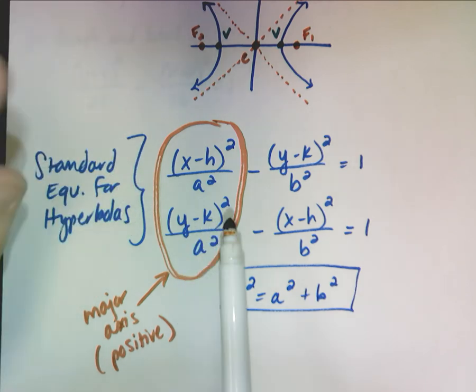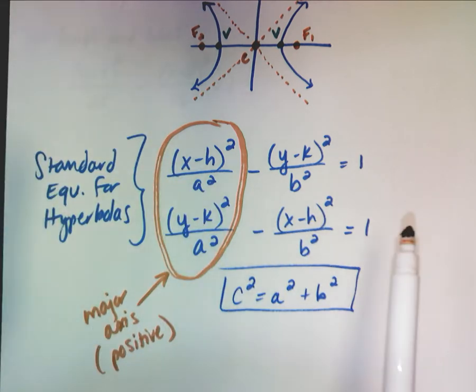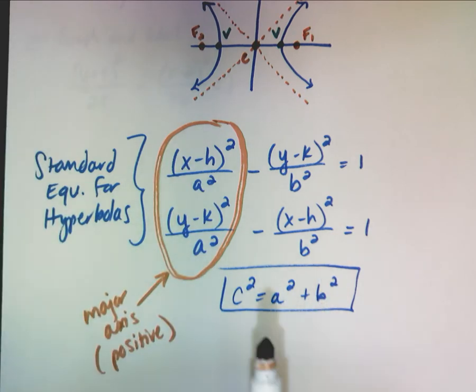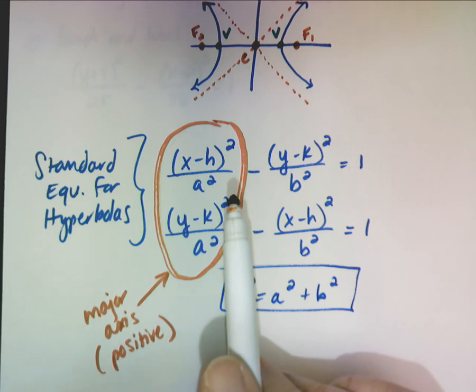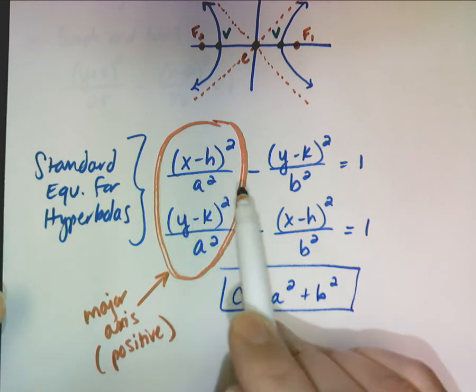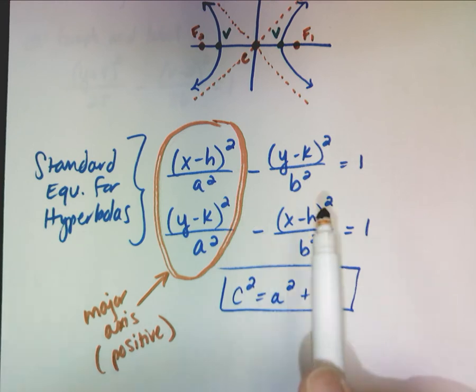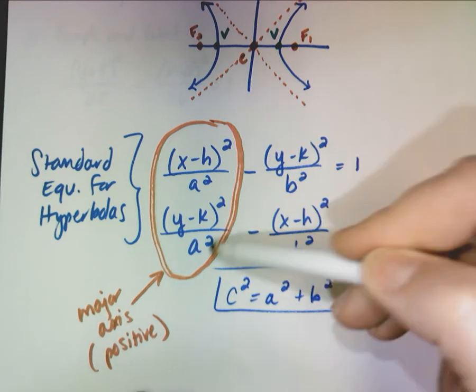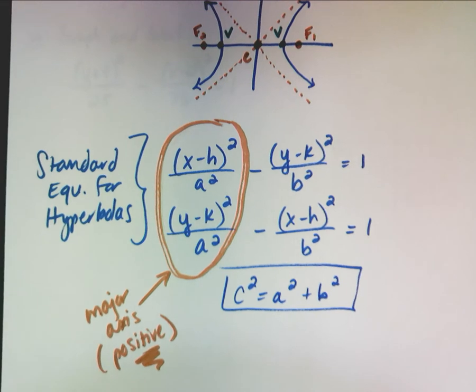It's not based off of which of these numbers is bigger. It is not. Are you listening? It is not based off of which of these is bigger. That's an ellipse. If this is bigger, then that's the major axis. That's not how it is on a hyperbola. Whichever one is positive, that is my major axis. Get that in your head. Take that, put a big star around it, okay?